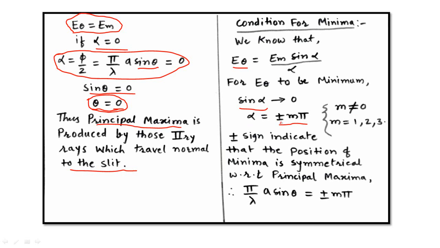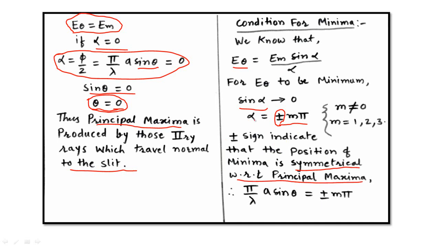And what does this plus minus sign indicate? This plus minus sign indicates that the position of minima is symmetrical with respect to the principal maxima, because the condition of minima is satisfied for the value of alpha being either plus pi or minus pi, similarly for alpha equal to plus 2 pi or alpha equal to minus 2 pi and so on. And therefore this plus minus sign indicates that the position of minima is symmetrical with respect to what? It is symmetrical with respect to the principal maxima.